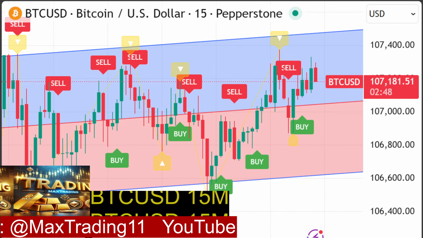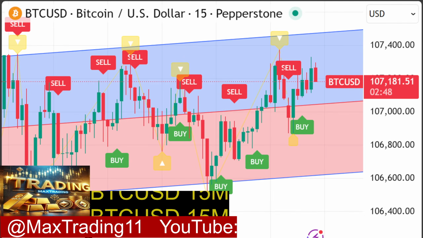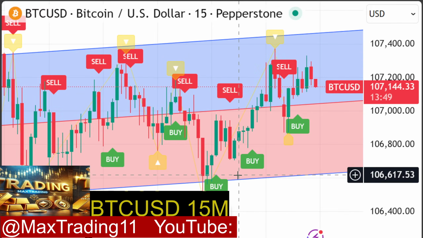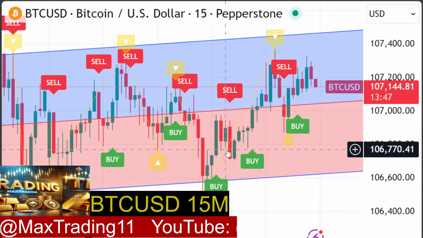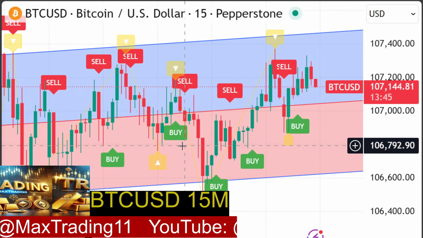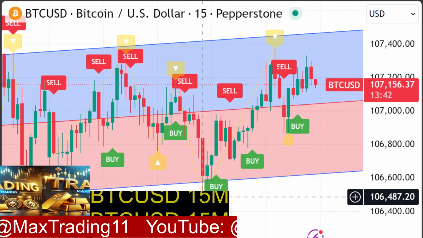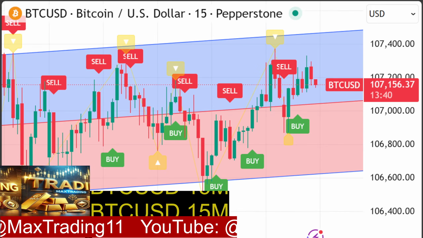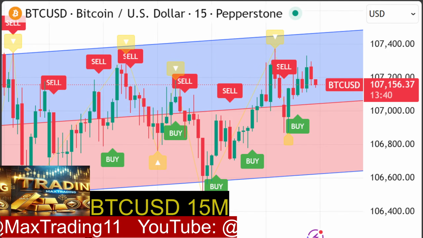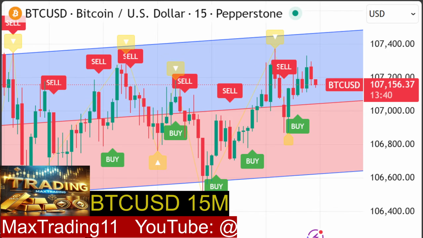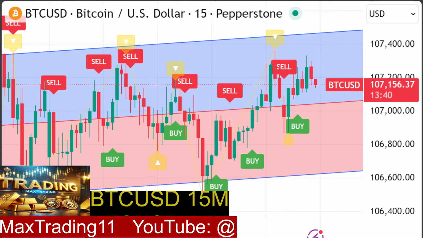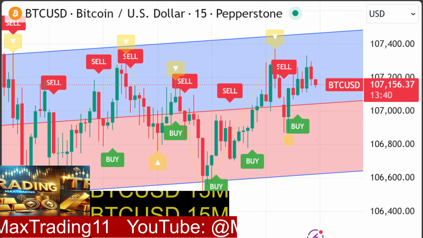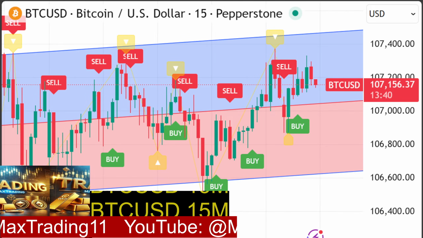Scenario D, discussing targets and risk. For this potential long trade, the initial logical target would be the channel's midline. If momentum is strong, the secondary target would be the upper boundary of the channel. A stop loss should be placed strategically below the recent swing low and the channel's lower band to give the trade room to breathe while protecting our capital.